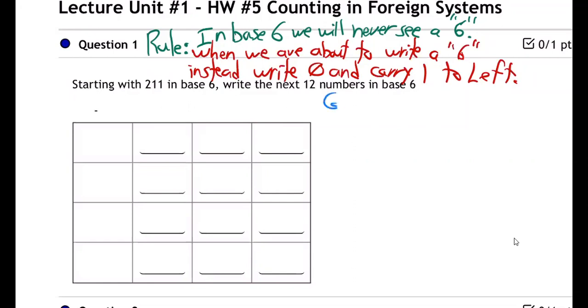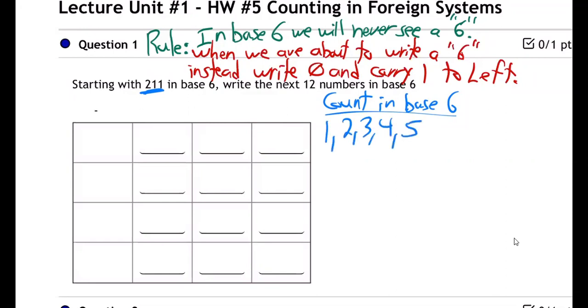So let's count. I'm going to count in base 6. I'm going to get back to the 211 thing in a minute, but for now, let me just start with 1. Just 1, 2, 3, 4, 5. No big deal, right? I'm just counting. We all know how to count. I'm just counting in base 6. But what comes next is 6.